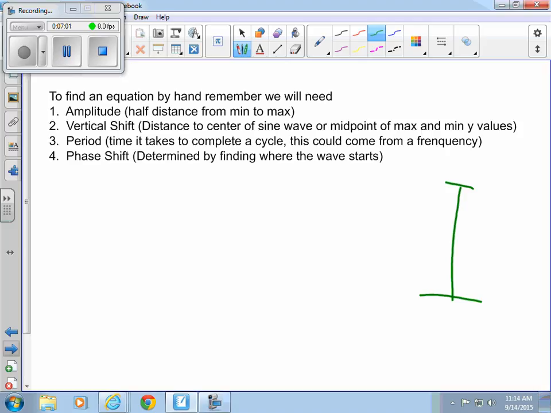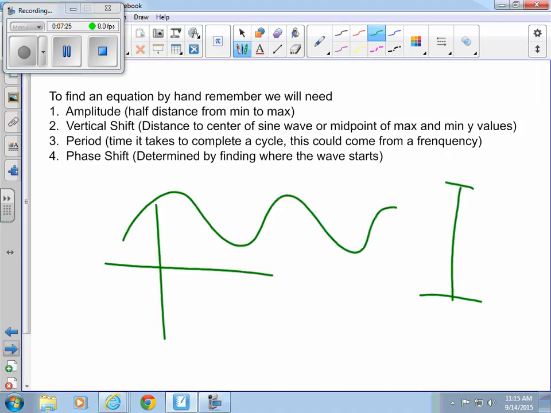The vertical shift on the graph, as you know, is the distance to the center line. It turns out that would be the middle of the maximum and minimum values, right? Wouldn't it be right in the middle of the top and the bottom value of the sine wave? So if I look at a random sine wave and I have no idea where it is, the vertical shift would be the middle of the maximum and minimum, right? Questions so far?